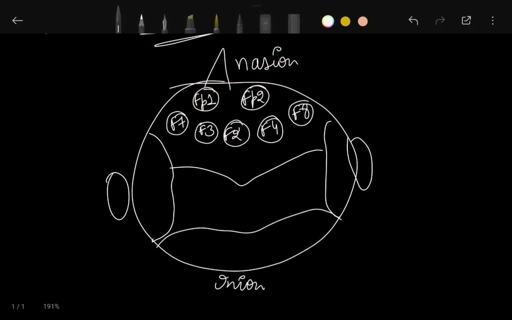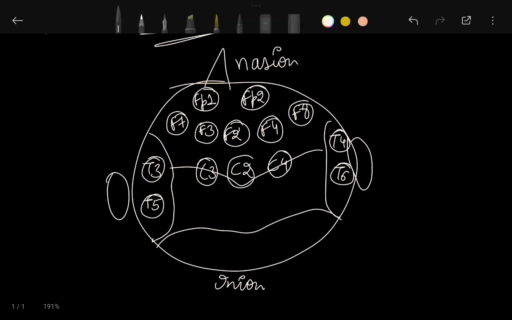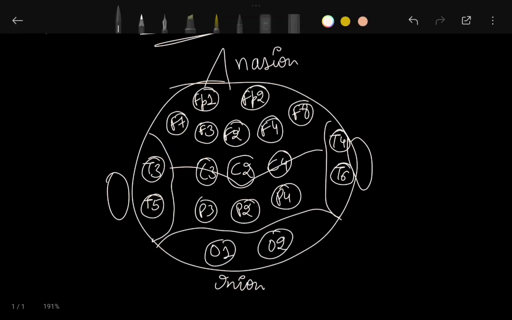Okay, after that, in the center of the upper side of the head, we have C3, C2, and C4. These are the central leads, and on the temporal side we have T3, T4, T5, T6. Then we have the parietal leads, P2, P3, P4. The occipital ones are O1 and O2. That's it. Now connecting all these.